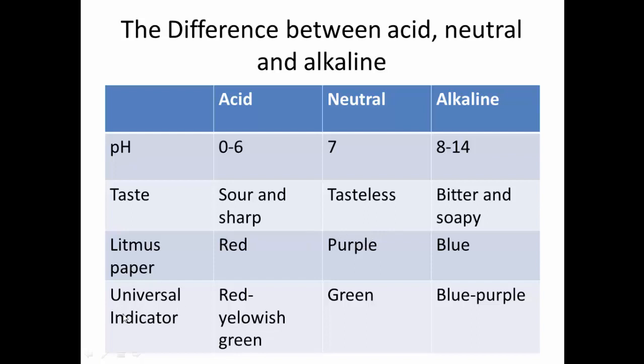And about universal indicator, if you put this into acid, the color can start from red until yellowish green. But if you use universal indicator to check neutral, the color will turn green. And if you use universal indicator for alkaline, the color will become blue into purple. Can you find the difference?